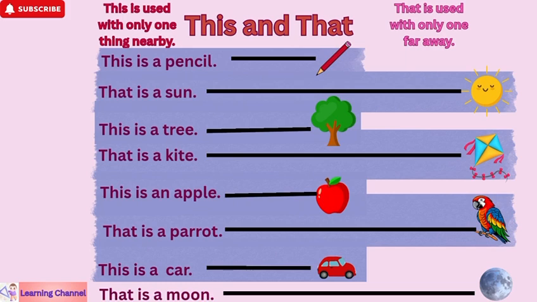This is a car. You can see the car is nearby. This is a car.